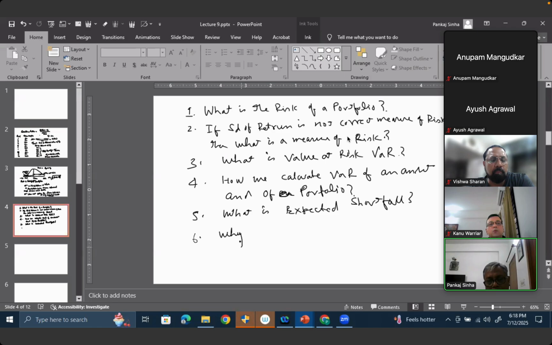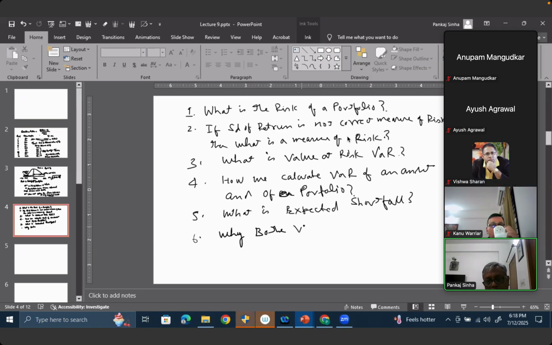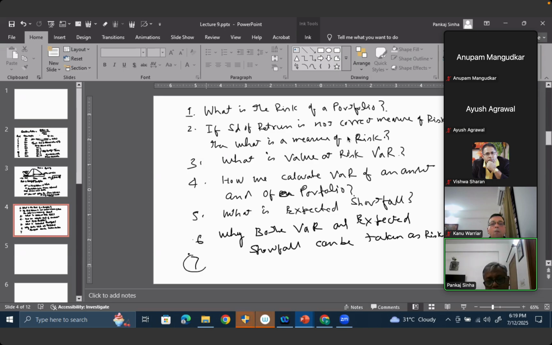Why both value at risk and expected shortfall can be taken as risk? 6, 7.